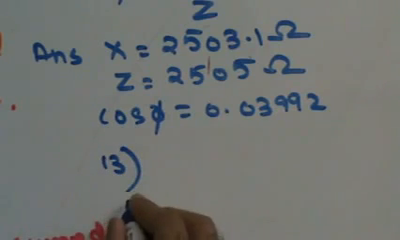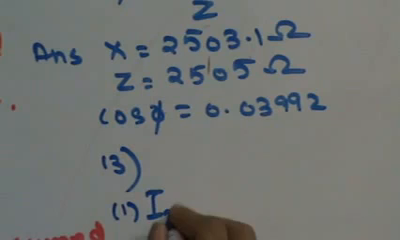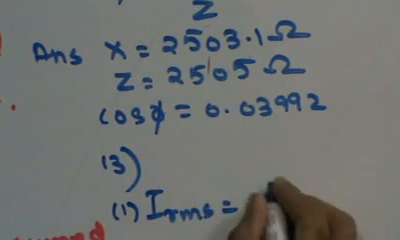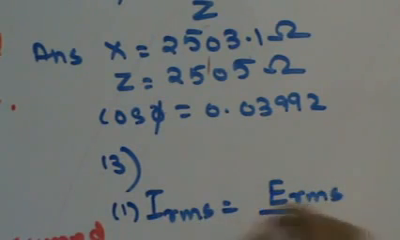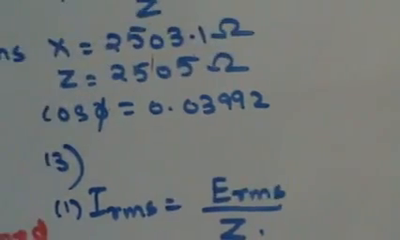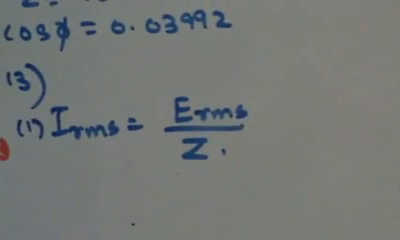Right, first thing they've asked you to find out is current. Current by Ohm's law is ERMS upon impedance. ERMS is given to you, impedance you found out, so you should be able to get this. Next, they've asked you to find out the voltage drop across the resistor, inductor and capacitor.